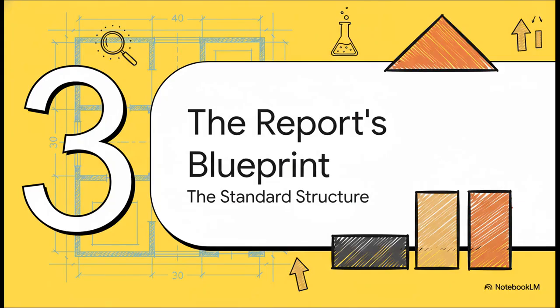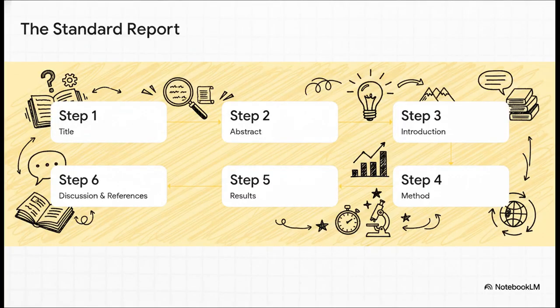Okay, let's get to the actual blueprint. You know, just like a house needs a foundation, walls, and a roof in a specific order, a research report has a standard structure that everyone recognizes and expects. This is the standard playbook. It all starts with a clear title, followed by an abstract, which is like the too long, didn't read summary of the whole paper.